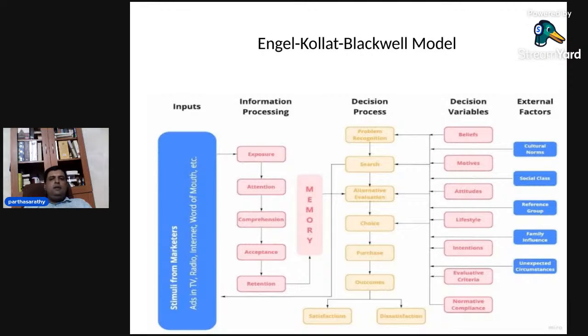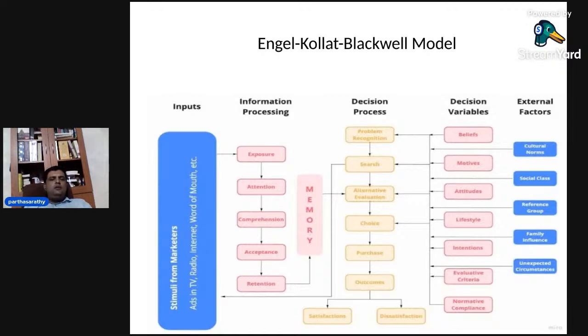Whether it is within my beliefs, whether it is within my attitudes, whether it's satisfying my motives. So all these things have to be considered, and of course the external model. So this Engel Kollat Blackwell model completely speaks about how a particular customer's buying behavior is influenced. So here it is pretty simple.